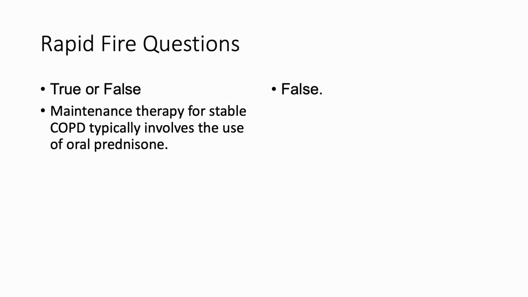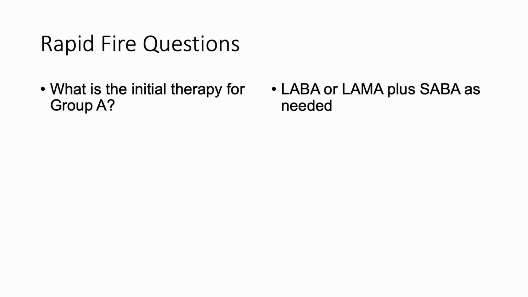True or false? Maintenance therapy for stable COPD typically involves the use of oral prednisone. The answer is false. What is the initial therapy for Group A? The initial therapy for patient in Group A includes a LABA or LAMA plus short-acting bronchodilator as needed.